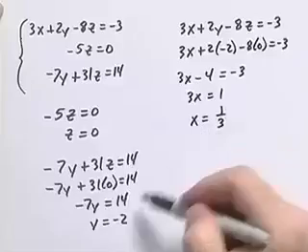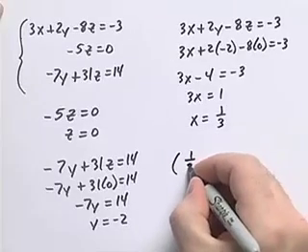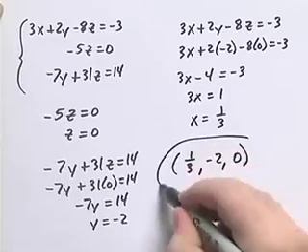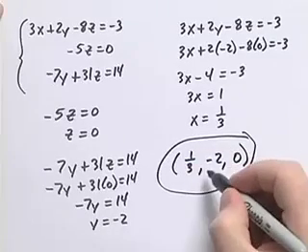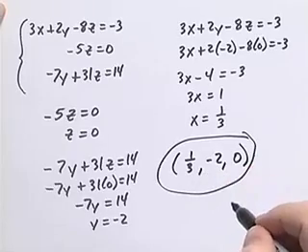So we now know the values for x, y, and z. So our ordered triple solution is 1/3, -2, 0. Again, you should go back and check the solution in the original system of equations to make sure that it satisfies all three of the equations.